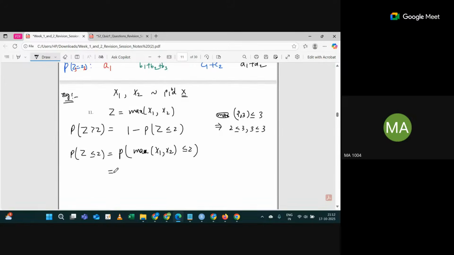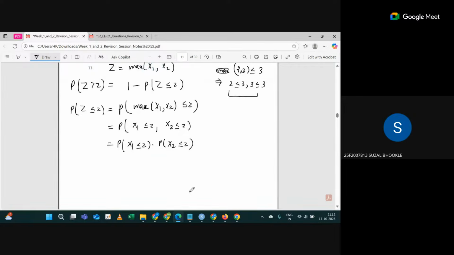Now if this is the case, by using this concept, can I write probability x1 is less or equal to z and x2 is less or equal to z? Would you agree with me? Since these two are independent, can I write probability x1 is less or equal to z into probability x2 is less or equal to z? Yes. Since both are IID, both probabilities will be the same. So at the end, I can write probability x1 is less or equal to z whole square, because this will be the same as this, because both are IID. Yes or no?